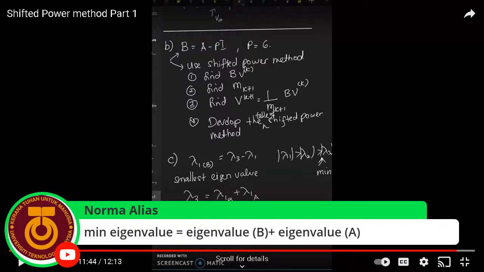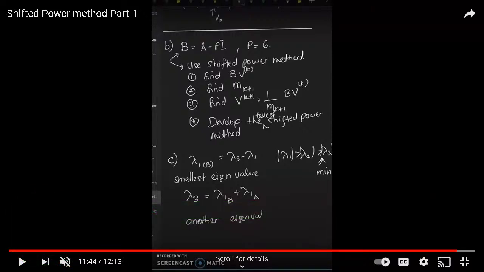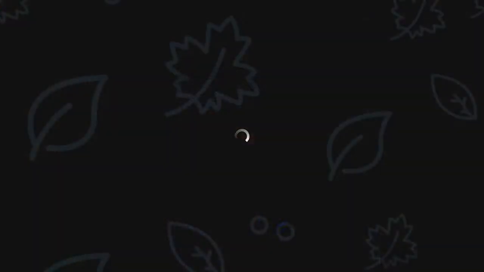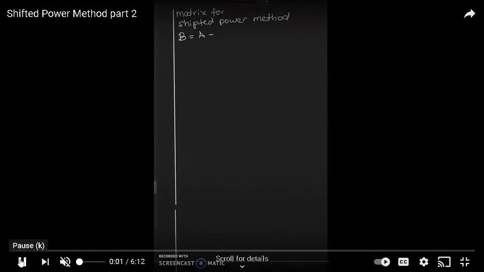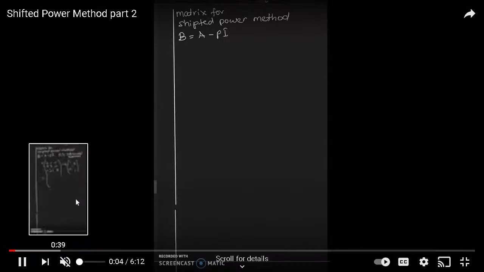From here, I will ask a question: how do we get lambda 2, the eigenvalue between the minimum and the maximum eigenvalue for matrix A? I can ask you a question like this. Now I would like to share with you how to use the shifted power method to find the minimum lambda 3 based on lambda 1b. So now let's continue.